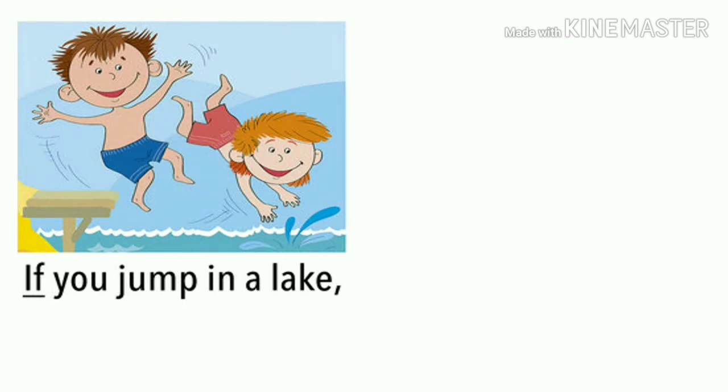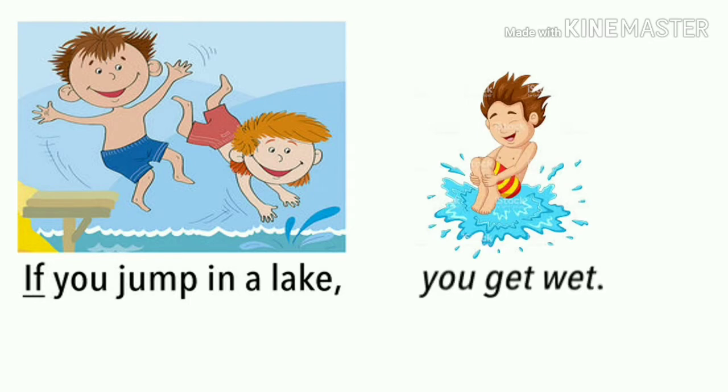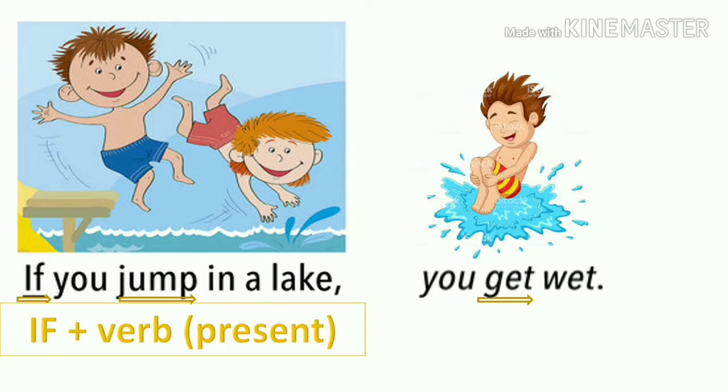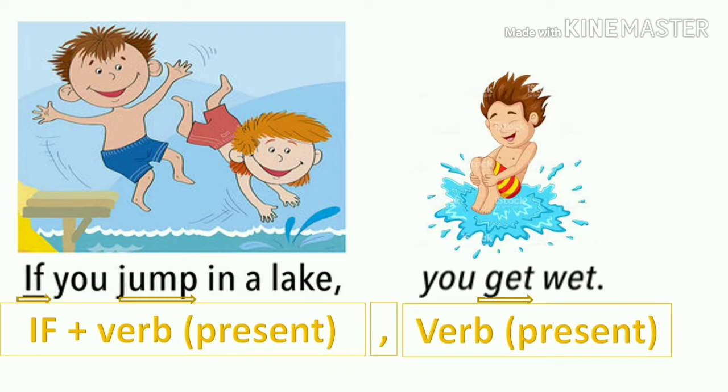Now this picture. If you jump in a lake, what? You get wet. Again, this is the cause and this is the result. As you can see, we have a sentence starting with if plus a verb, then a comma, then another verb. So if you jump in a lake, you get wet. Let's explain more. The sentence starts with if plus a verb in the present and a comma, and you get the result as a verb in the present.